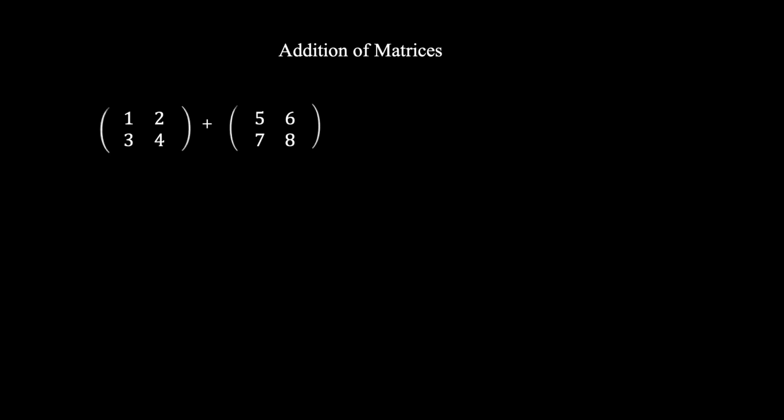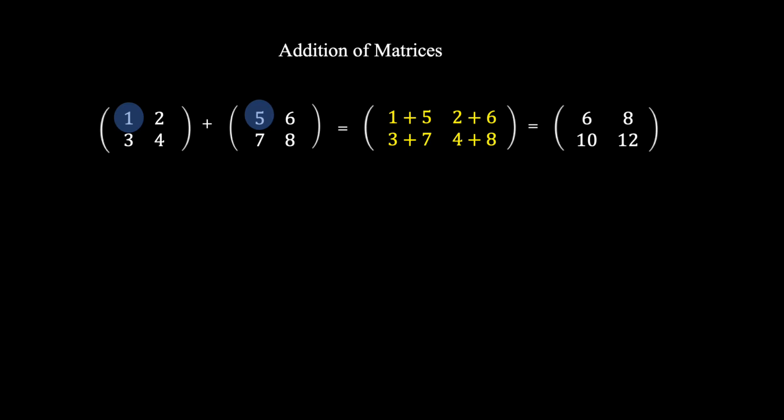Look at this example. To add the two matrices, we only need to add the numbers at the same entry in the two matrices. For example, we add 1 in the first matrix with 5 in the second matrix, as they are both located at the first row and first column. Hence, we get 6 as the first row, first column entry of the result matrix. Following this rule, we can calculate the other entries and thus the final result matrix. It's easy, isn't it?